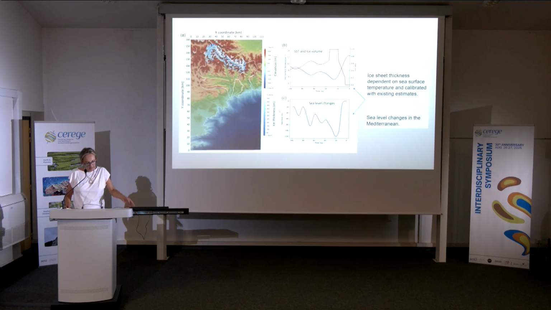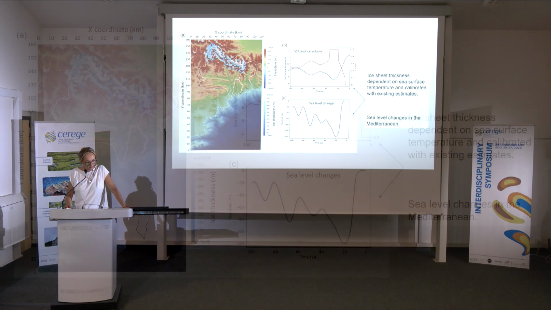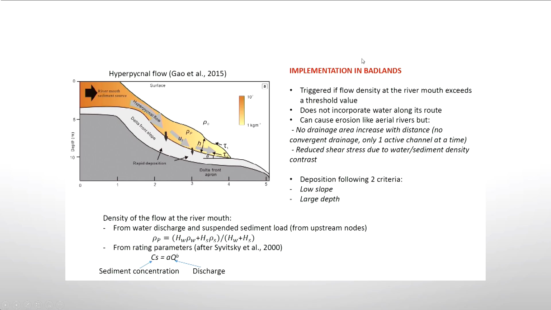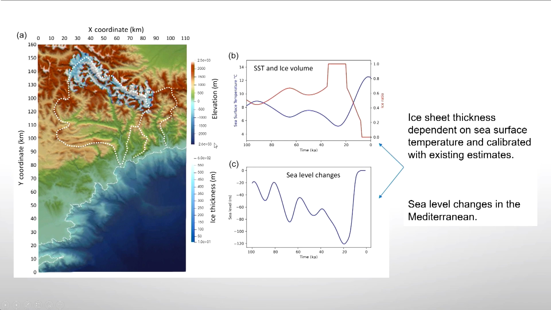So this is basically what we did, and as an example, you have here the maximum ice cover of the model in the Mercantour Massif, which is modulated by the sea surface temperature with the thaw rate that is given from the literature. And you also have the sea level changes, which will change the amount of erosion that you will have close to the shoreline. Okay, and in addition to this, sorry, I'm going back just one slide.